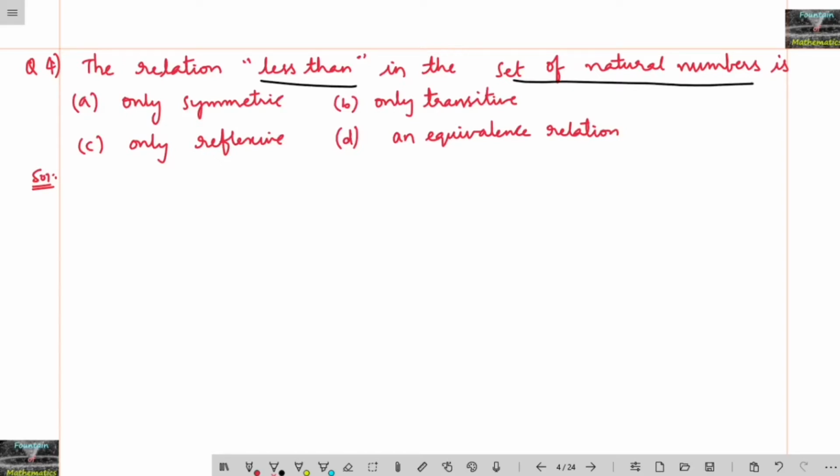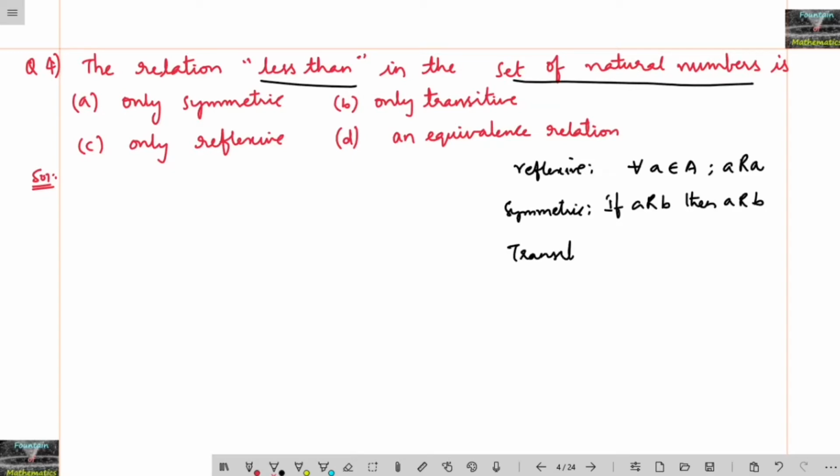Reflexive: if for every A belonging to the set, A is related to A, it is reflexive. If A is related to B, then B is related to A. This is the symmetric property. And transitive: if A is related to B and B is related to C, then A is related to C. So these are the 3 points we have to remember.